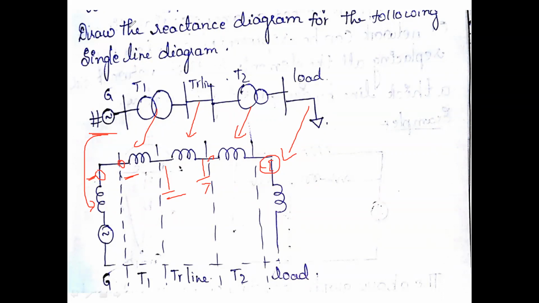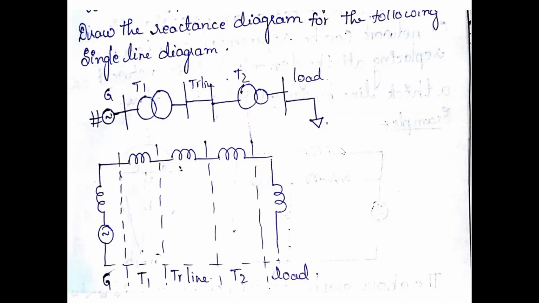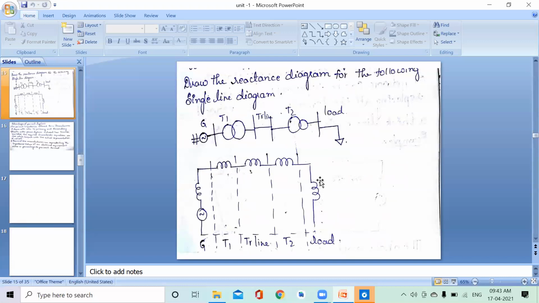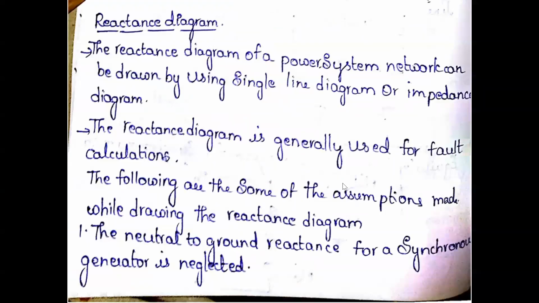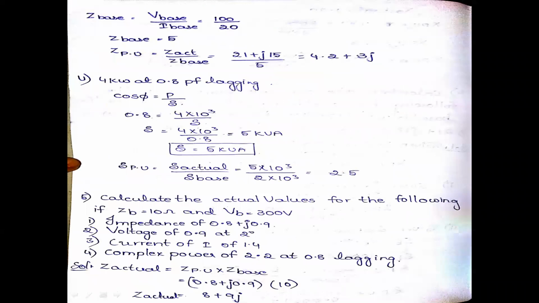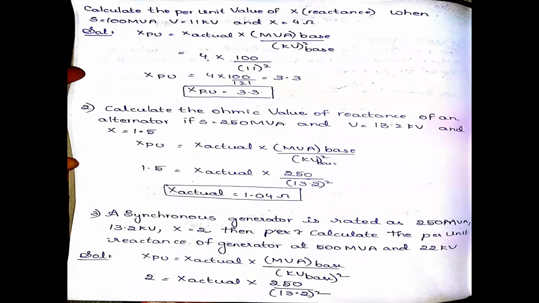Up to now, what we have discussed is what an impedance diagram is, what a reactance diagram is, and what a single line diagram is. All these things we have seen. If you have any doubts up to now, you can ask them, regarding the per unit system, single line diagram, impedance diagram or reactance diagram. All the basics we have seen.